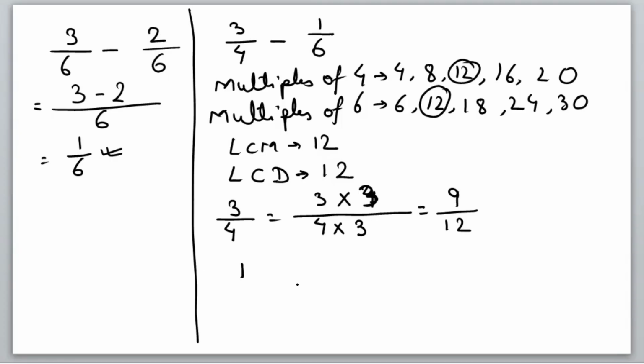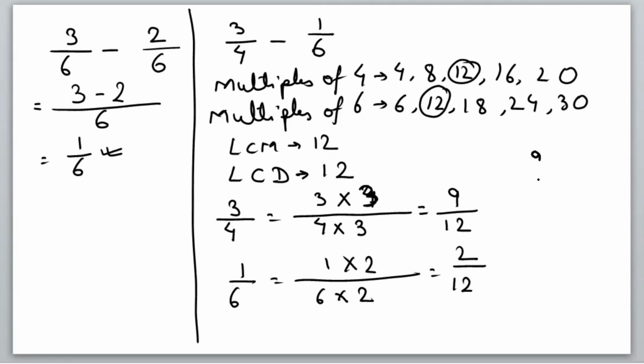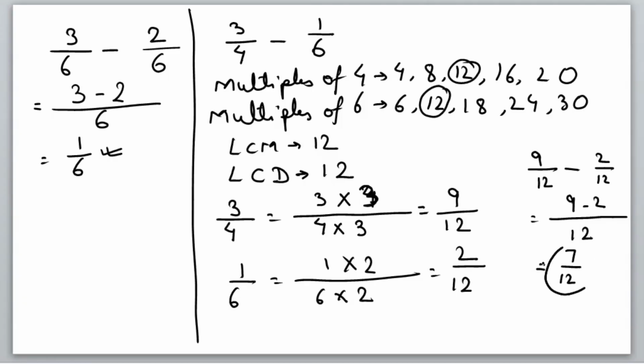1 over 6. 6 times 2, 1 times 2. It will be 2 over 12. Then we have to subtract it. 9 over 12 minus 2 over 12. The denominator 12 will be as it is. 9 minus 2, it will be 7 over 12. This will be our final answer.